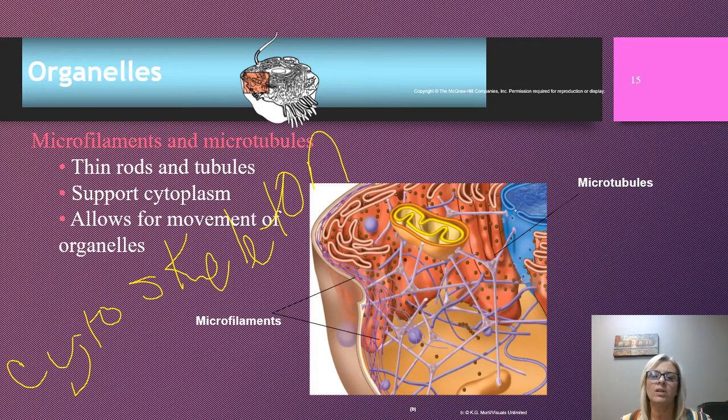So we have microfilaments and microtubules. These are thin rods and little tubes, and they act mostly in support. They also allow for movement of organelles through the cell. So again, when you watch that video on the inner life of the cell, I want you to watch for specifically how those microfilaments and microtubules are used.